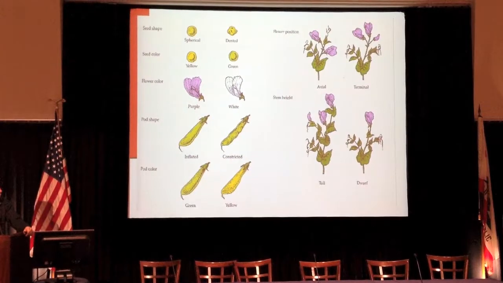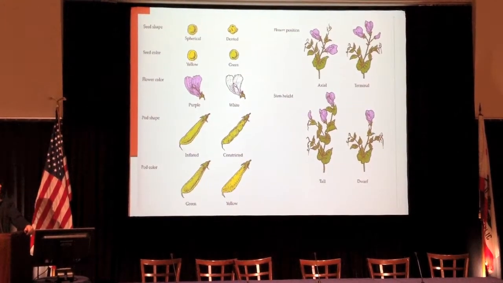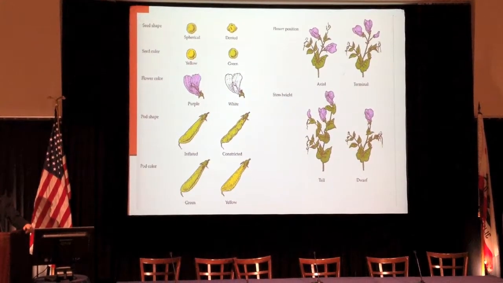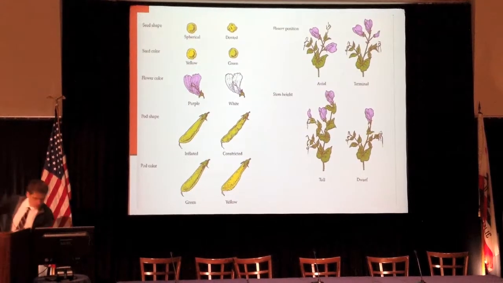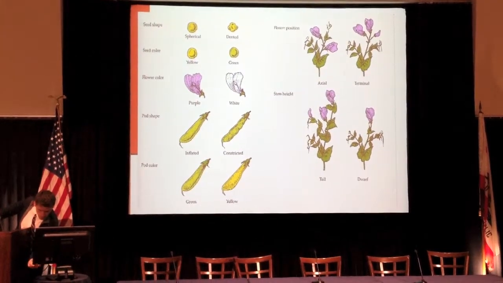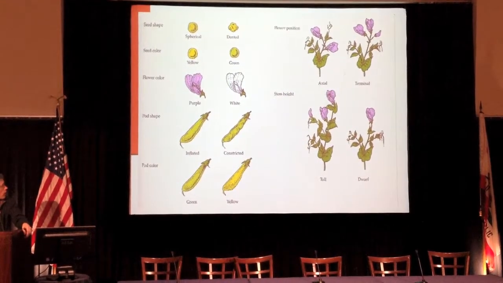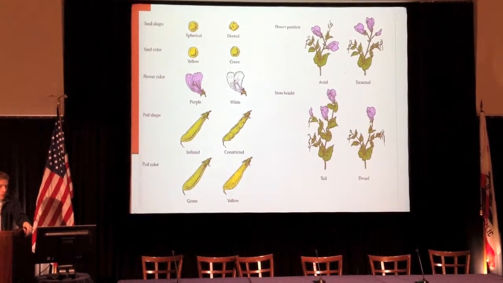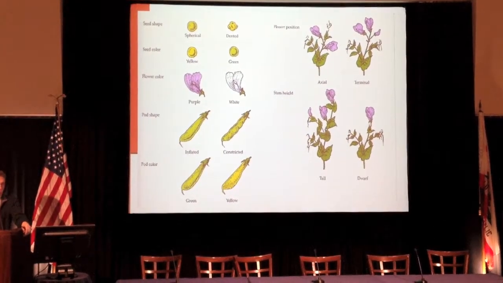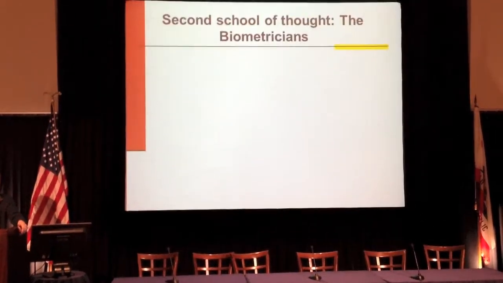This is one of the illustrations from his book, where he studied such traits as shape of the seed, color, flower color, pod shape, and pod color, producing beautiful pea hybrids.